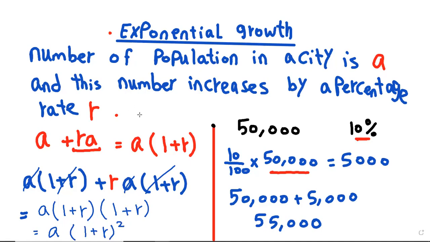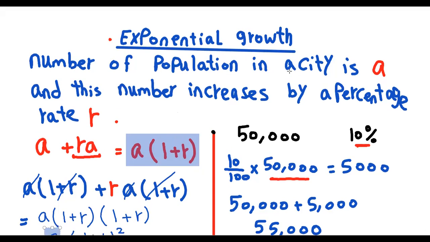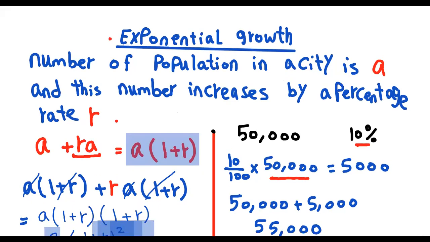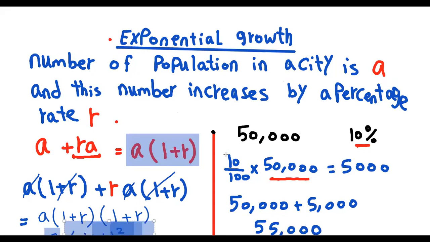So again, the number of people after 1 year is A multiplied by 1 plus R. The number of the population after 2 years is A multiplied by 1 plus R squared, as you see. So what about the number of people after 3 years?